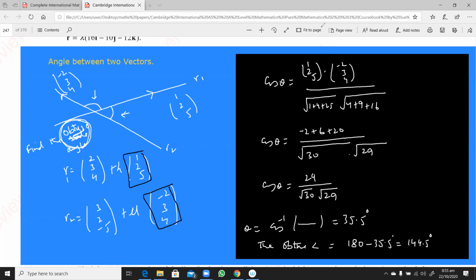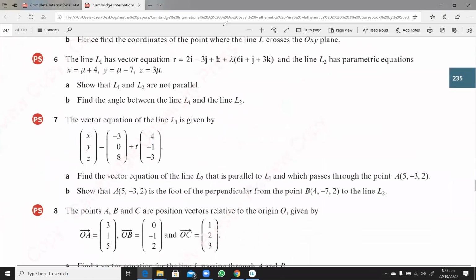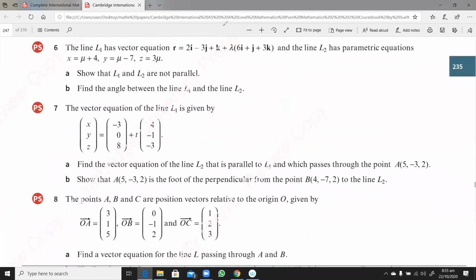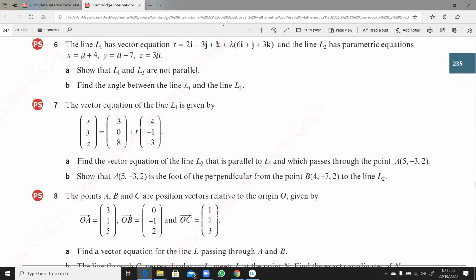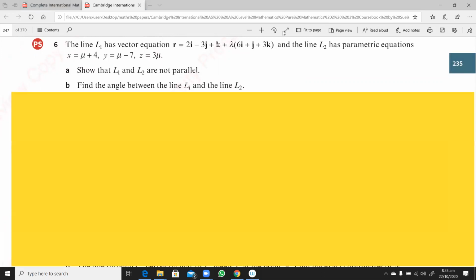Now let's look at the question that we have in the book here. In the sixth question we have been given two lines L1 and L2, and this L1 has the equation. Let me draw a box here so that I can do my working in there. Now, I'm not doing the first part; I believe you can do that yourself. The angle between L1 and L2.